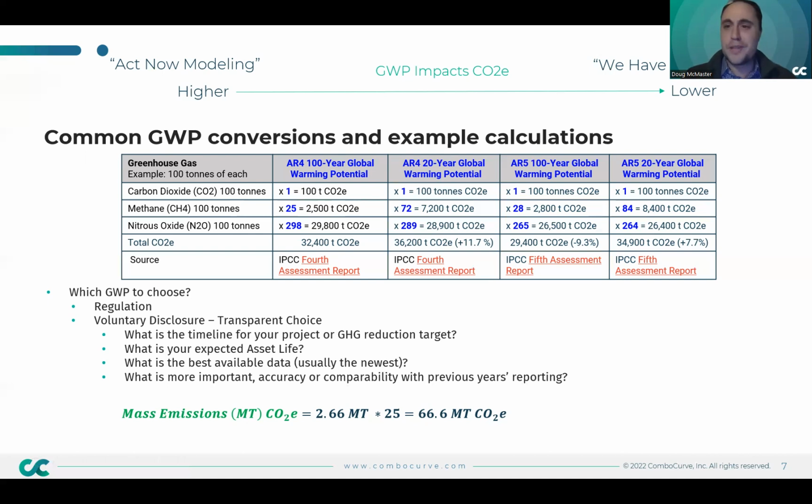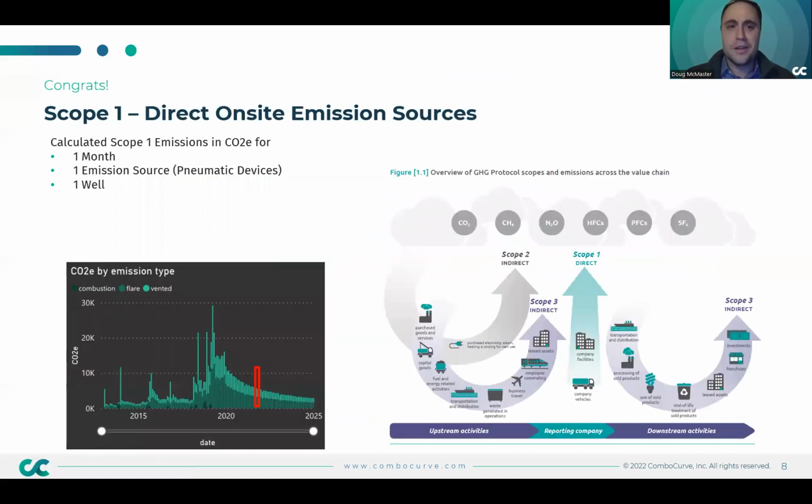So we walked through some calculations for pneumatic devices. What did we actually do? If you've never done this before, you just calculated one component of scope 1 emissions. But let's go into more detail. It's scope 1 emissions in units of metric tons of carbon dioxide equivalent, for 1 month, for one emission source, for one well. Okay, so that's pretty small in scope.